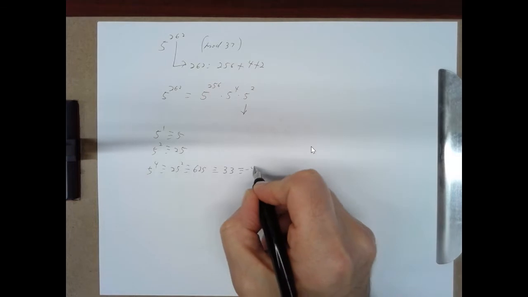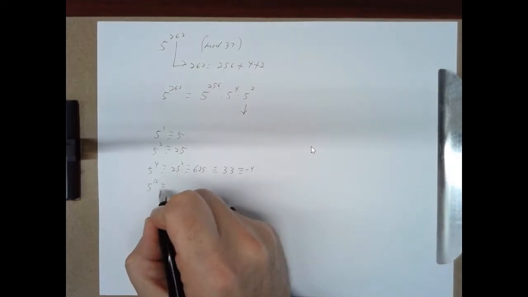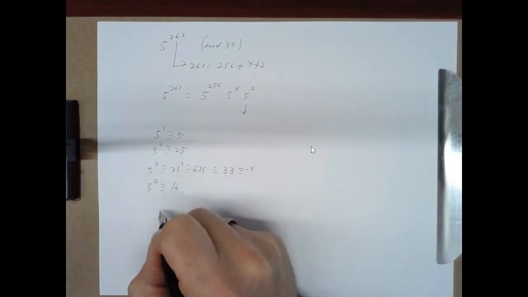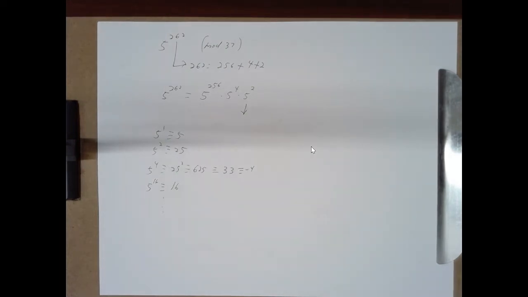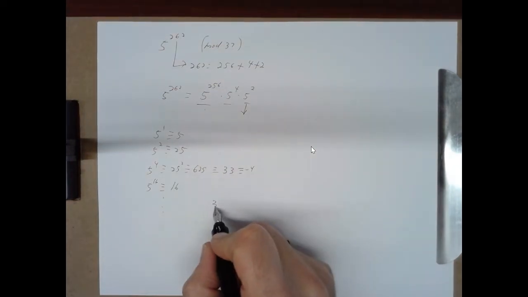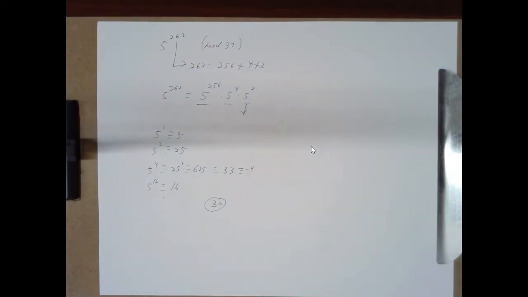So this is also minus 4. 5 to the 16th would be minus 4 squared, which is 16, and you keep going. And when you're done, you end up with congruences for these three things. You multiply them together, and your final answer turns out to be 30. But like I say, I didn't take off for math errors.